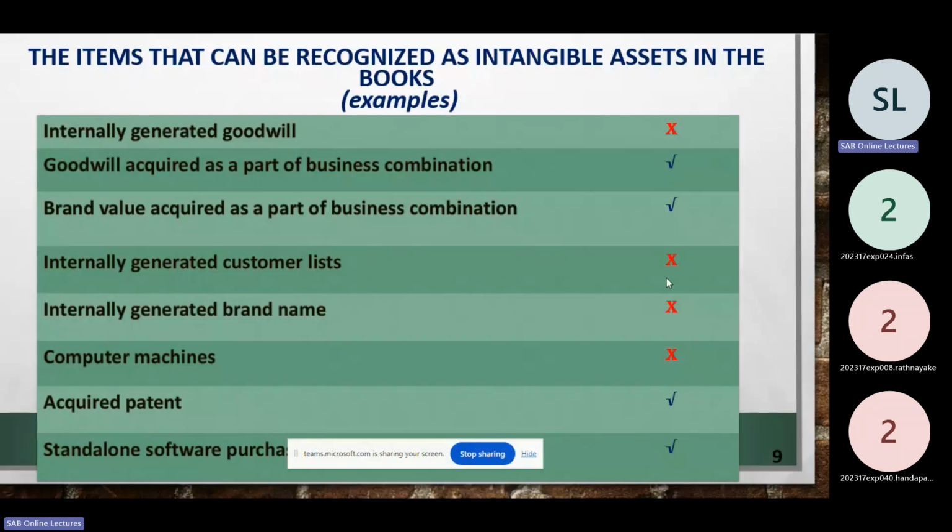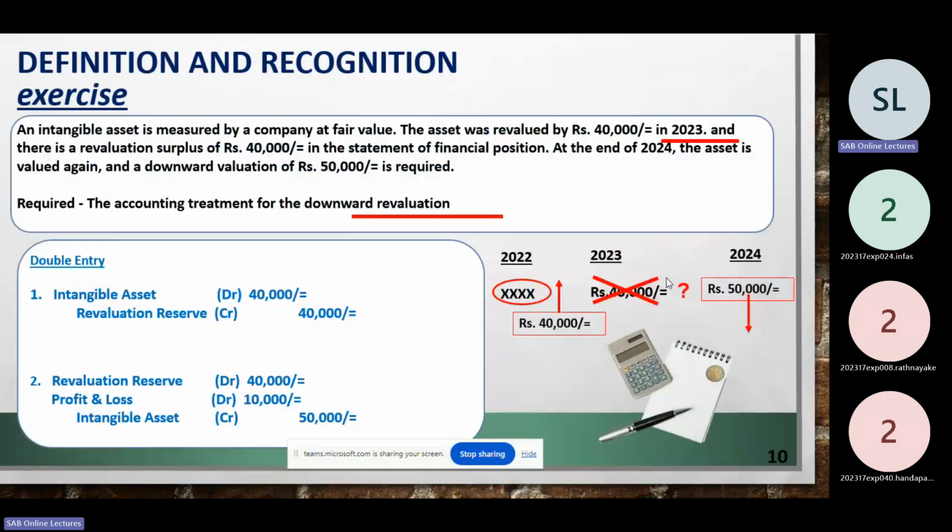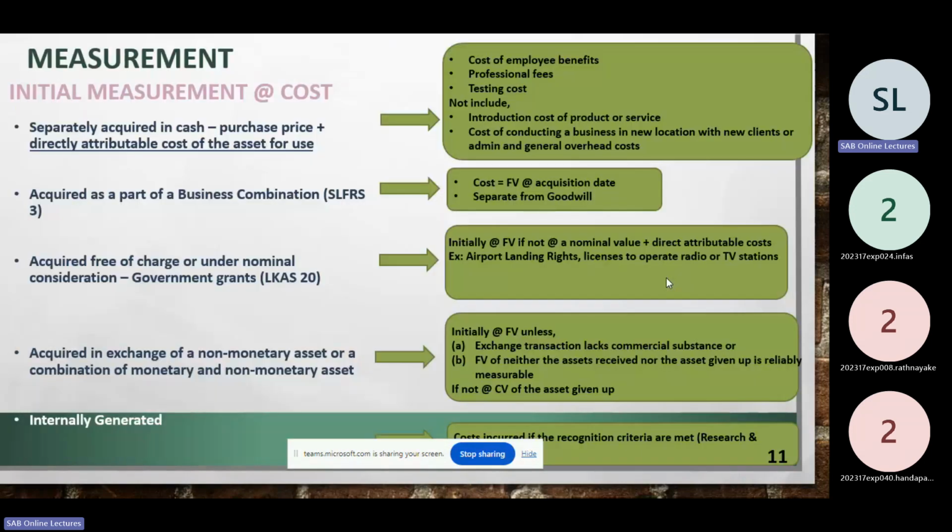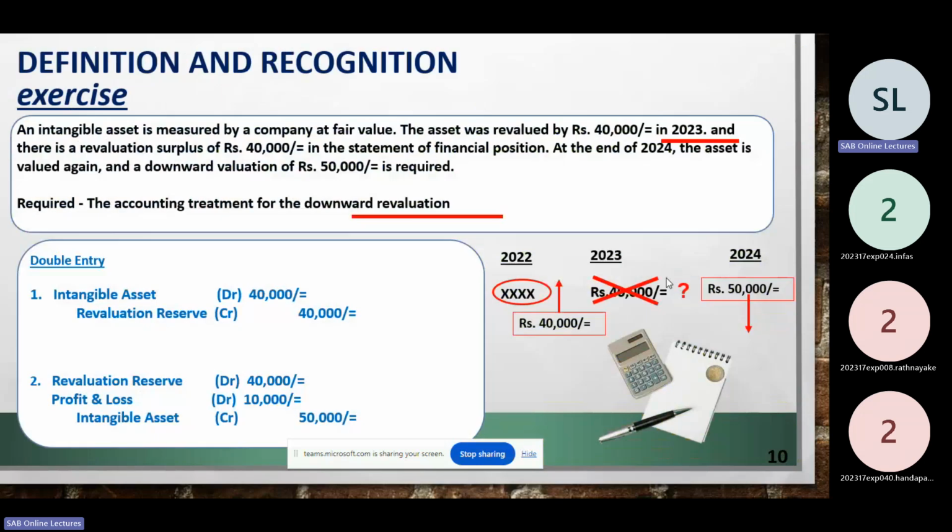Acquired patents and standard software versions can be identified. So let's see an example. An intangible asset is measured by the company at fair value. The asset was revalued by 40,000 in 2023, and there's a revaluation surplus of 40,000 in the statement of financial position. At the end of 2024, the asset is valued again, with a downward valuation of 50,000.